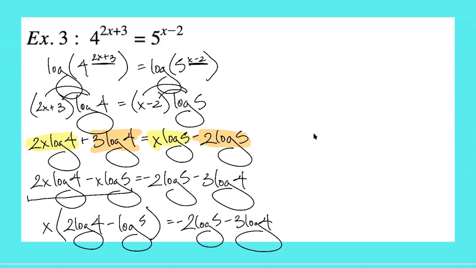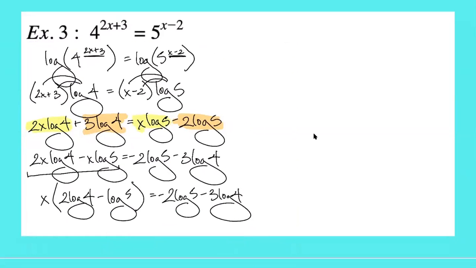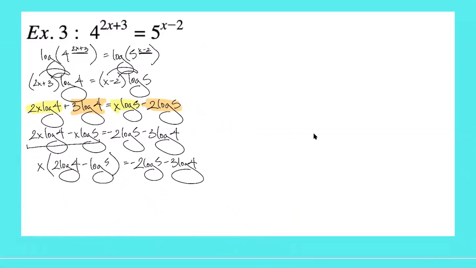And what do I need to do to get the x all by itself? Divide. Divide by what? Tell me what you want to divide by. By the parentheses, 2 log 4 minus log 5. Yes, that is exactly right. Okay, and such a good job looking for that structure because it's x times this whole thing. So if I want to get rid of it, just divide that whole thing away.